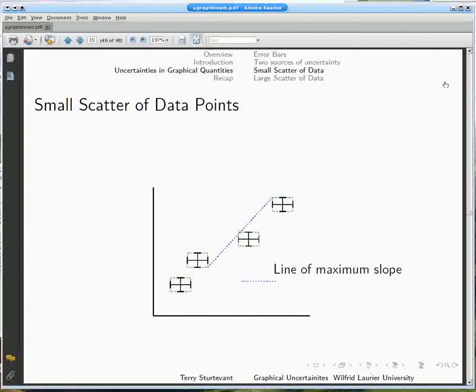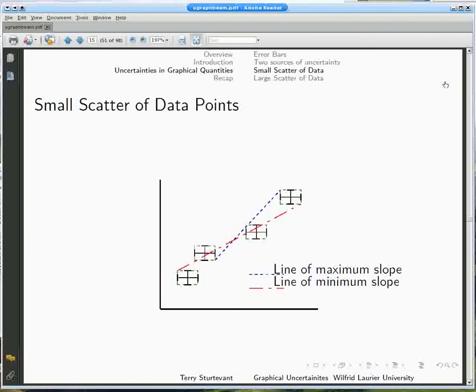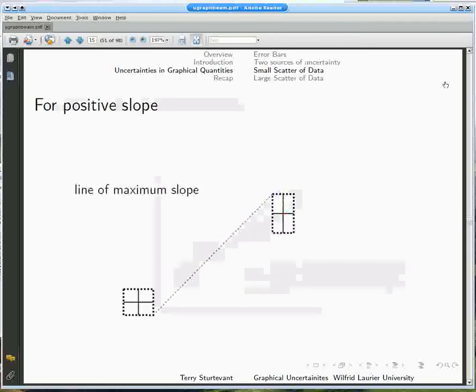For a positive slope, the line of maximum slope will go from the lower right of some point to the upper left of some other point. The line of minimum slope will go from the upper left of some point to the lower right of some other point. Here you can see the actual coordinates.